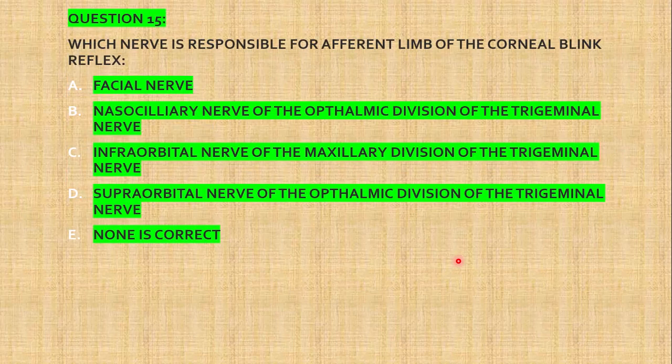Question 15. Which nerve is responsible for the afferent limb of the corneal blink reflex? A. Facial nerve. B. Nasociliary nerve of the ophthalmic division of the trigeminal nerve. And that is the answer to this question. The nasociliary nerve is responsible for providing the afferent limb of the corneal blink reflex.